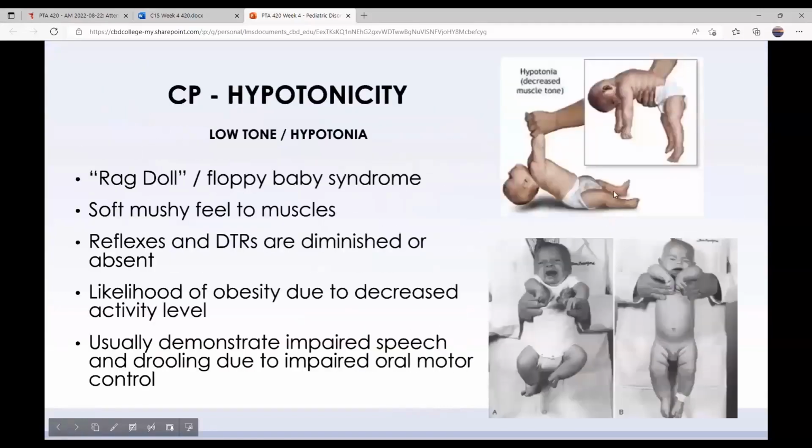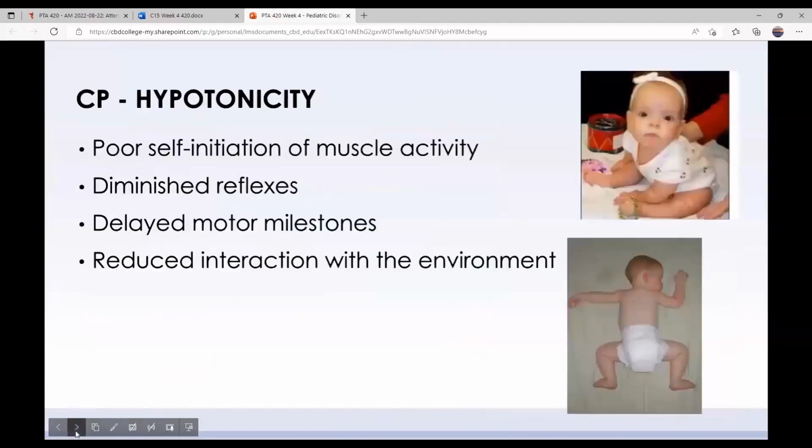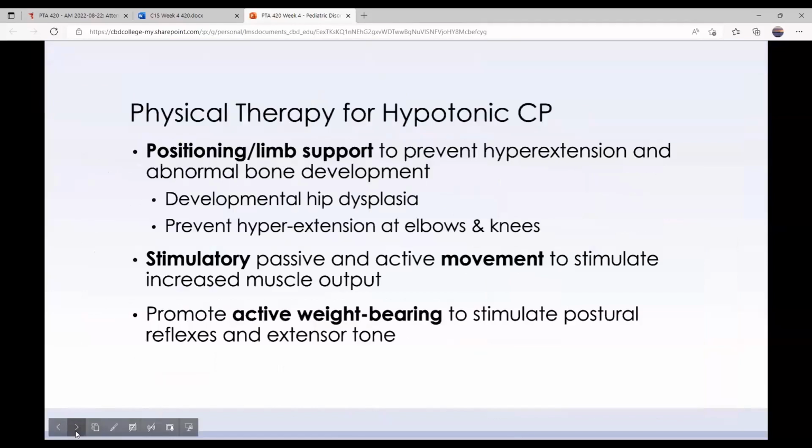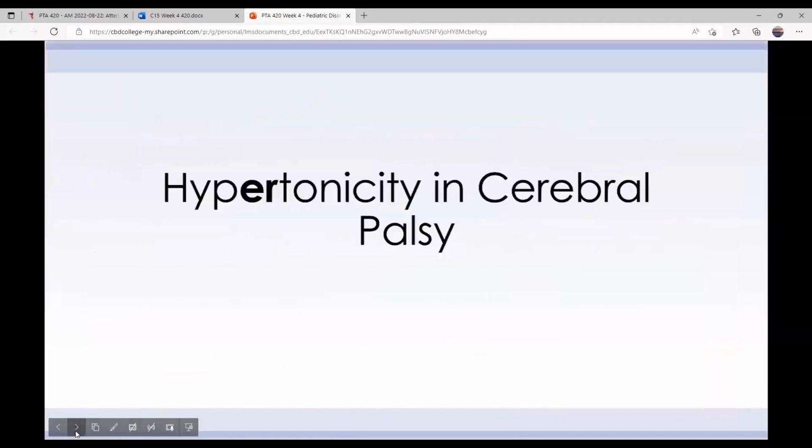So the children typically have a floppy presentation. Probably the majority of patients who have cerebral palsy, I think it's upwards of 75%, are more hypertonic, but hypotonicity does exist, and the babies typically seem a little bit floppy, okay? So we'll want to be doing activities to try to improve their mobility and stability. Okay. All right, let's hear from group 2.